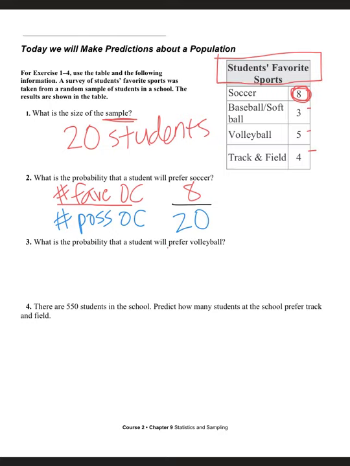We always want to express our fractions in the simplest form. So we're thinking to ourselves, what's the greatest common factor between 8 and 20? What's the biggest number that we can divide both of those by? And it's 4. 8 divided by 4 is 2. 20 divided by 4 is 5.